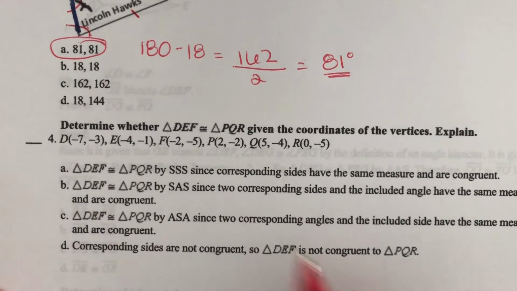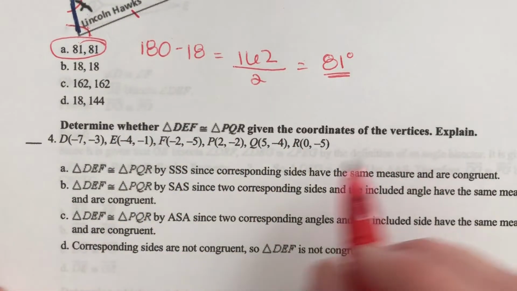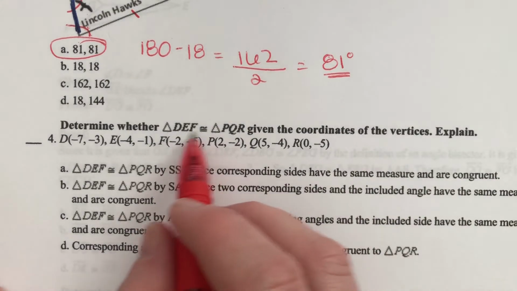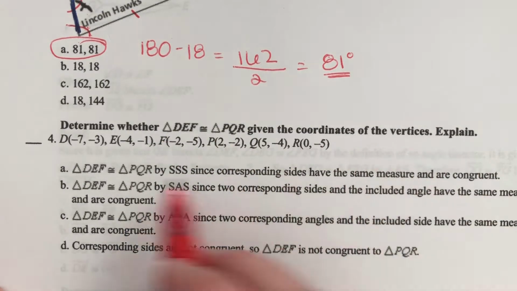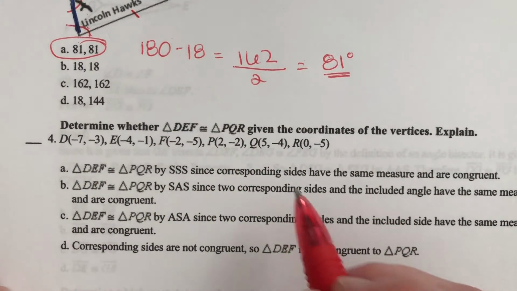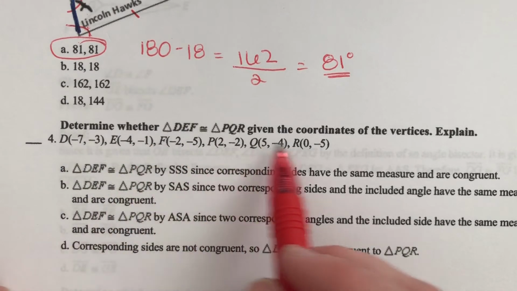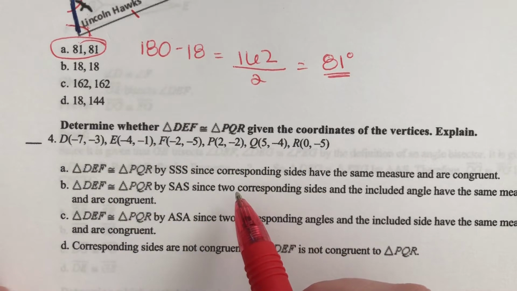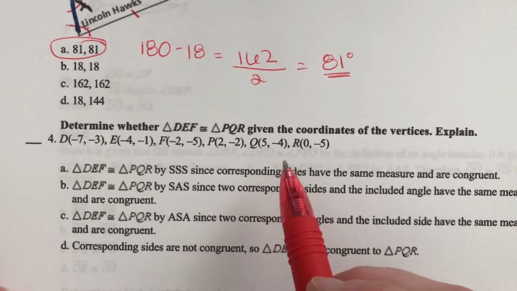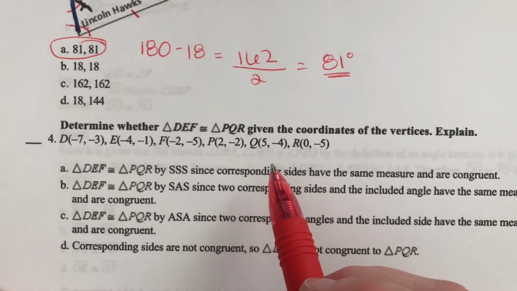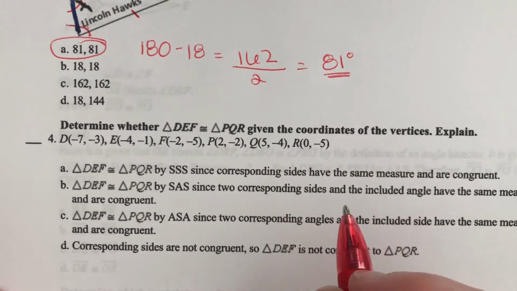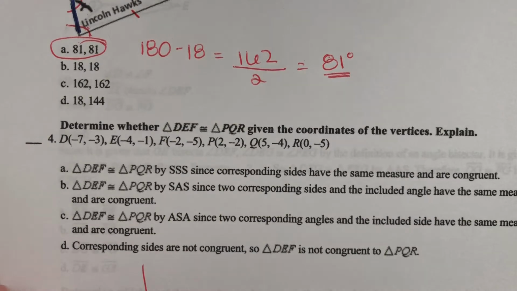Number 4, determine whether the triangles are congruent given the coordinates of the vertices, and explain, right? Well, given the coordinates of the vertices, we're not going to be able to figure out angle measure unless it's a perfect rectangle, unless they have 90-degree angles that line up with vertical and horizontal lines. That's the only way we'd know if that's the case.